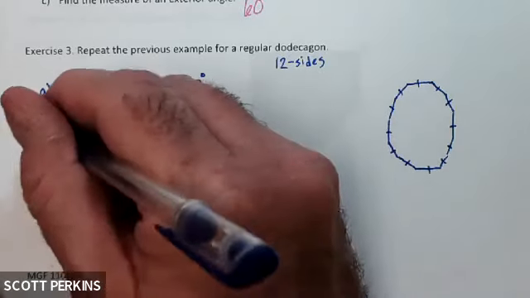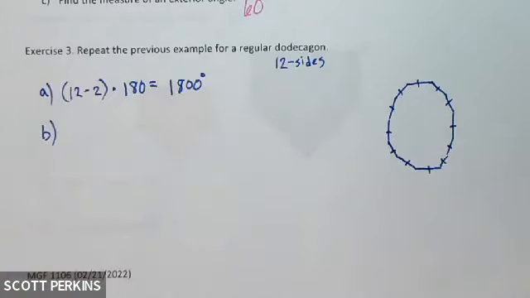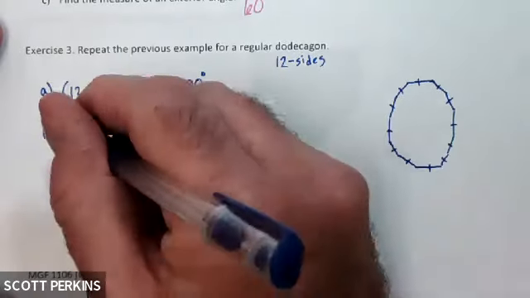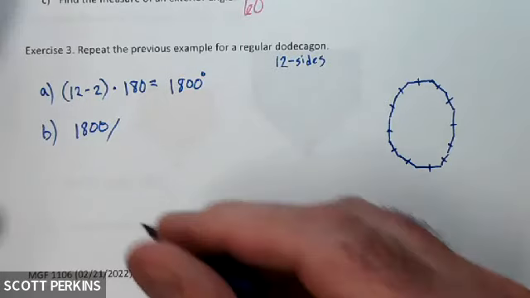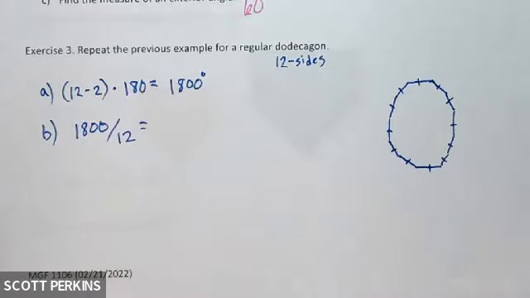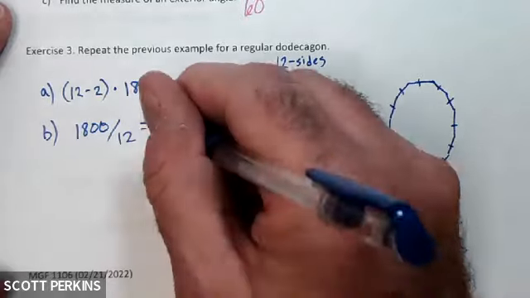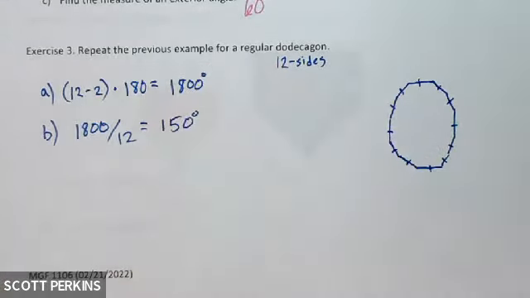So B says, now what's the measure of an individual interior angle? So I'm going to take that 1800 and I'm going to divide it by what? 12. There are 12 angles. They're all equal in measure. And so that is 150. All right, thank you for your help. I appreciate that. So each of those is 150.